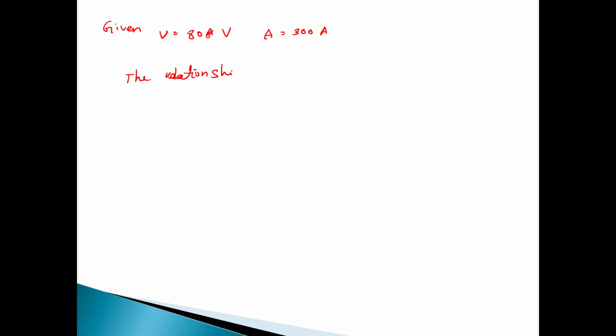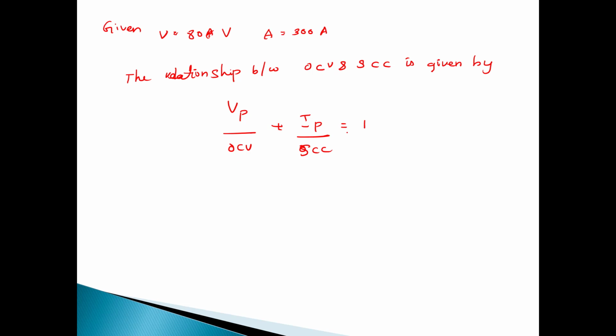The relationship between open circuit voltage and short circuit current is given by this: V divided by OCV plus I divided by SCC equals 1, for maximum power. So multiply equation 1 with current.